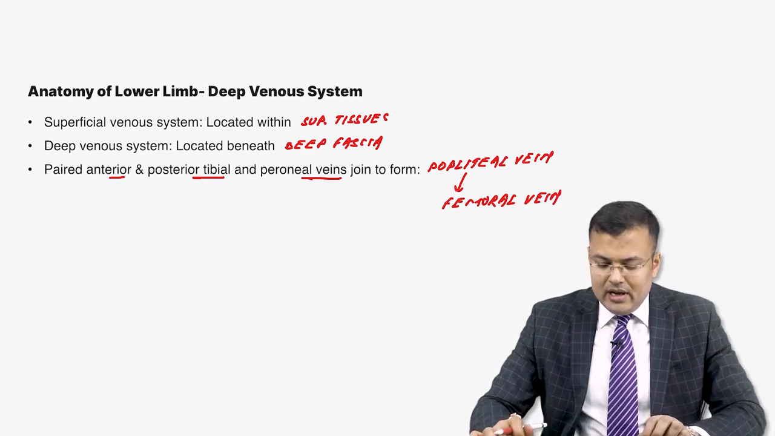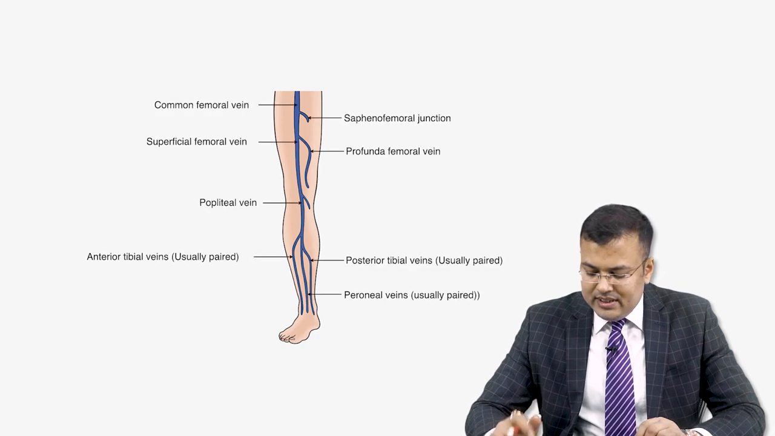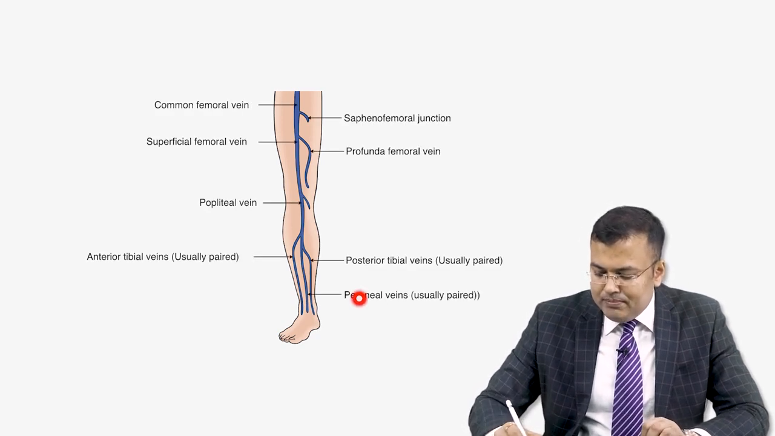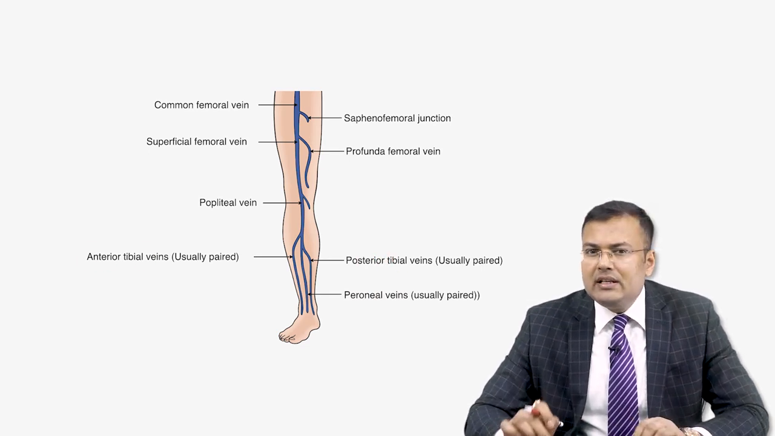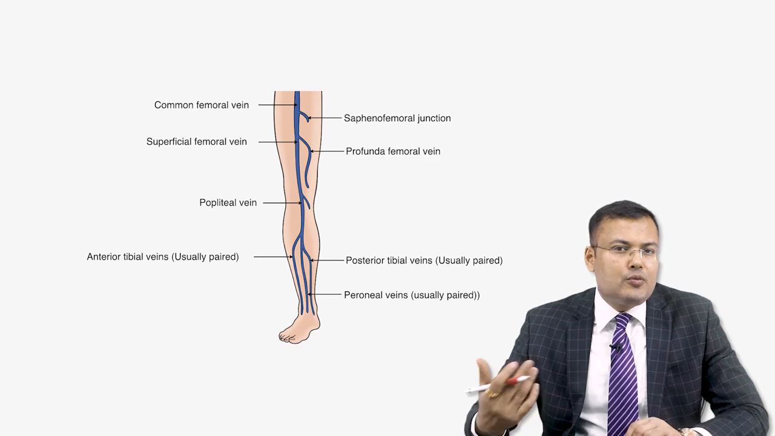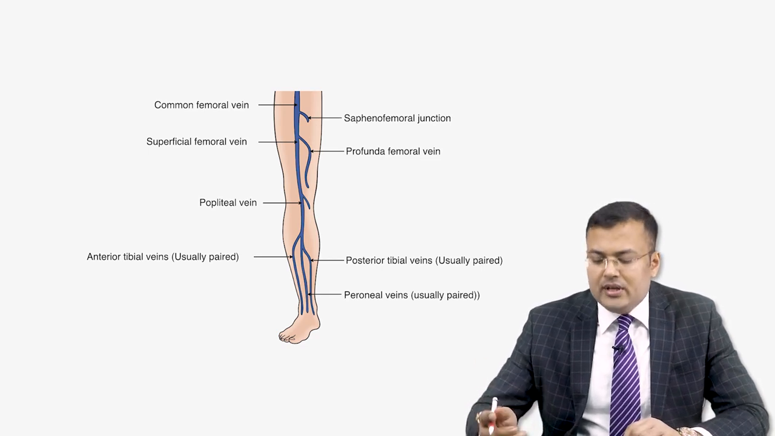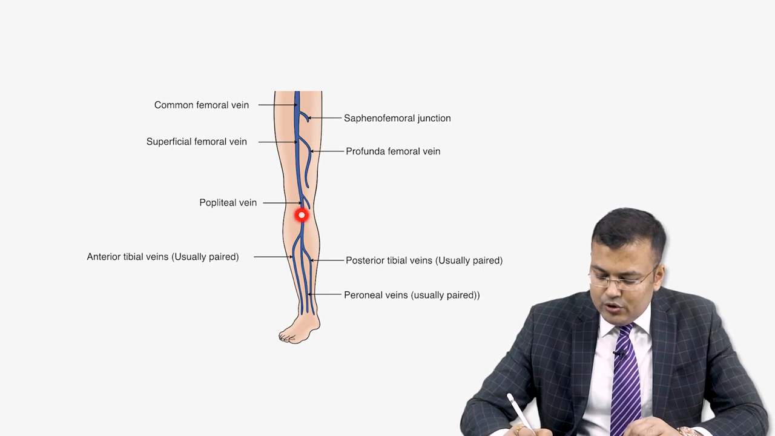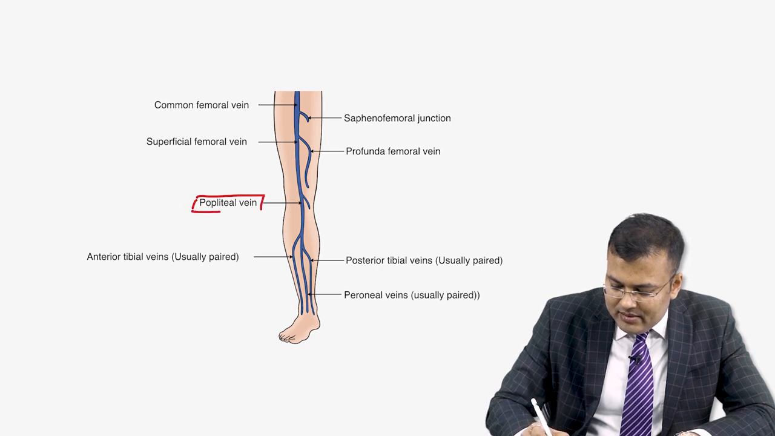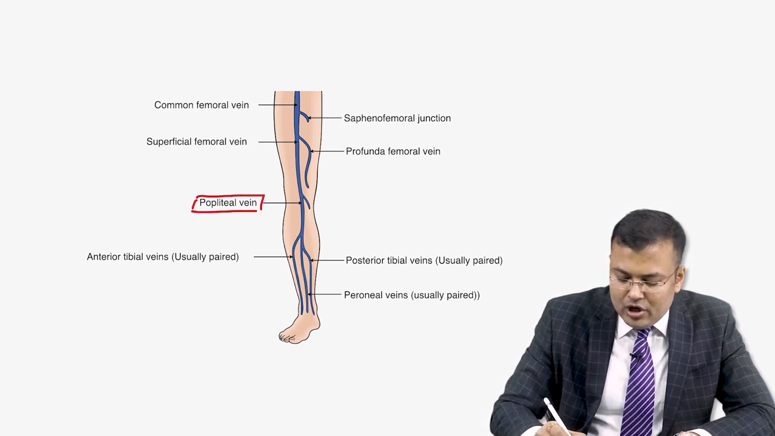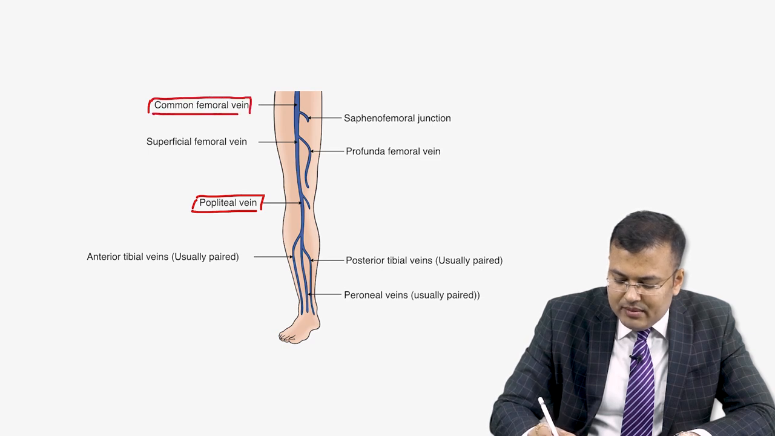So you can see here the anatomy of deep venous system. In this case, you can notice that this is peroneal vein, this is posterior tibial, and this is anterior tibial. All these three are paired. Clear? So paired anterior tibial, posterior tibial, and peroneal. These are going to join and form what? These are going to join and form popliteal vein, and ultimately this popliteal vein becomes common femoral. So ultimately it becomes femoral vein.